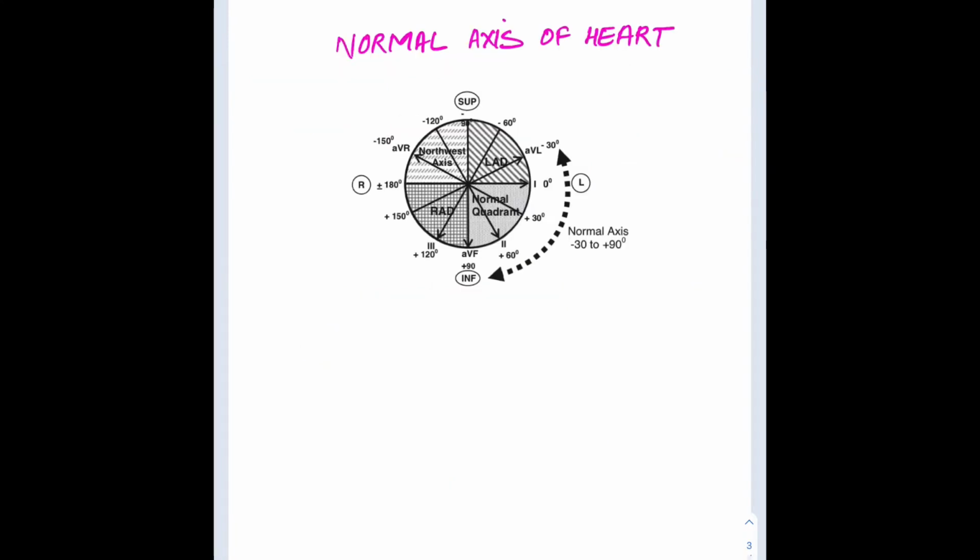Okay, next is what is the normal axis of the heart? The normal axis of the heart ranges from -30 to +90 degrees. A point to note here is that this region of the range from -30 to 0 is something that people initially can think of as being abnormal, but this is normal as well.